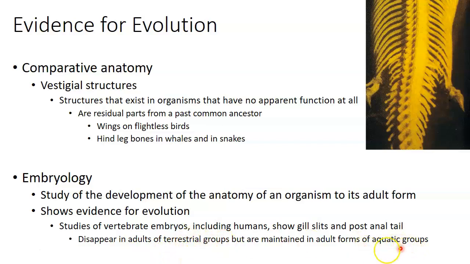However, if we look at aquatic organisms, so vertebrates that are living in aquatic environments, those gill slits and post-anal tail are actually maintained in the adult form. And so that's really good evidence that humans and all other vertebrates are related to each other. So again, if we look at embryological studies, that's really good evidence of evolution.